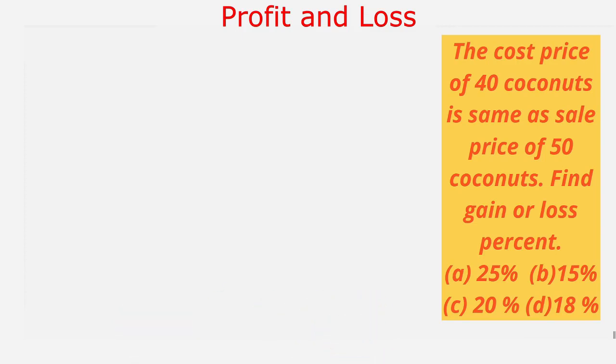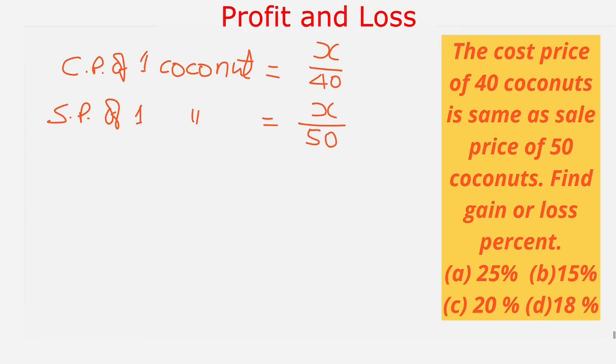First we solve it by the conventional method. If X is the cost price of 40 coconuts, then X is the selling price of 50 coconuts. Thus cost price of one coconut equals X upon 40 and selling price of one coconut is X upon 50. Here we see that selling price is less than cost price. It means that there is a loss. Therefore loss equals cost price minus selling price, which is X over 40 minus X over 50.